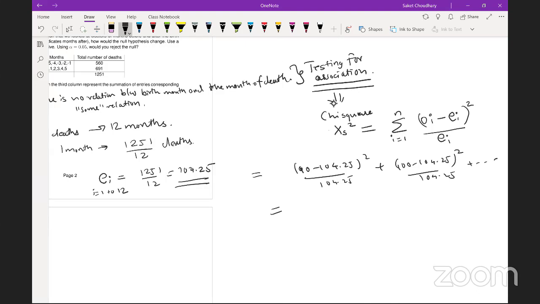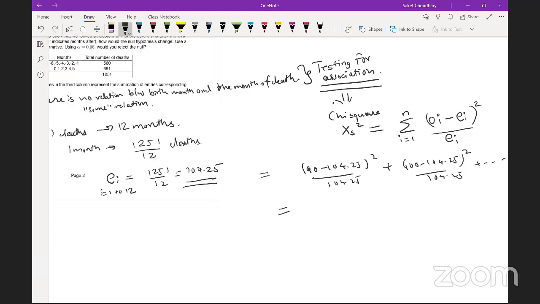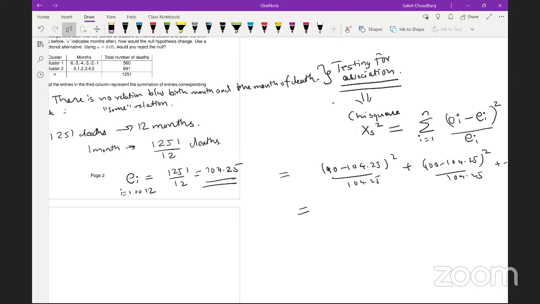And if you had access to a calculator, in most cases this will be a much simpler problem to solve. This has a lot of values, 12 values, so it might get a bit tricky to calculate if you don't have a calculator. But assuming you have a calculator and the numbers are easy, this value comes to around 17.192. So this is your chi-square statistic.